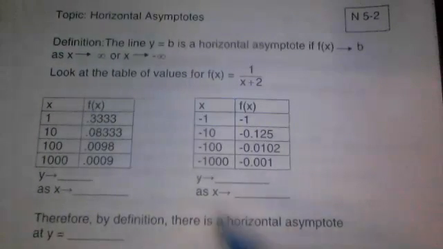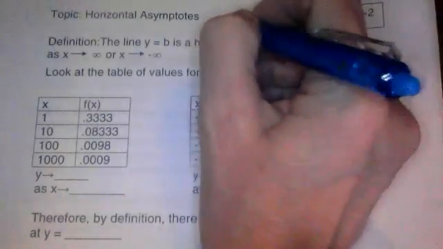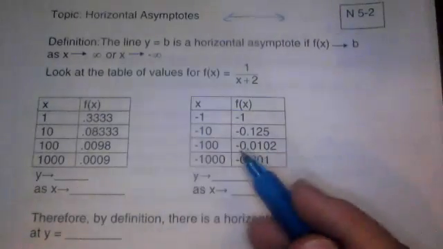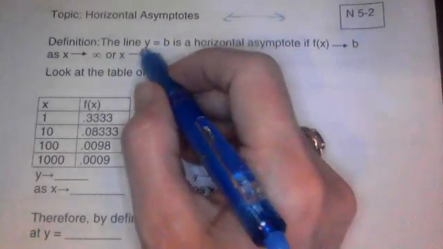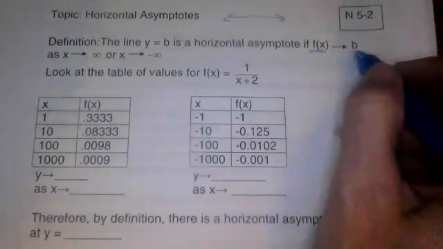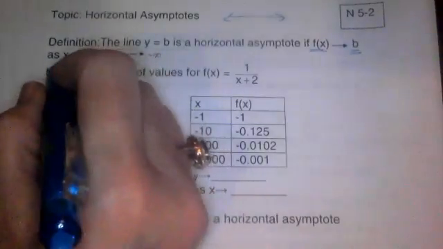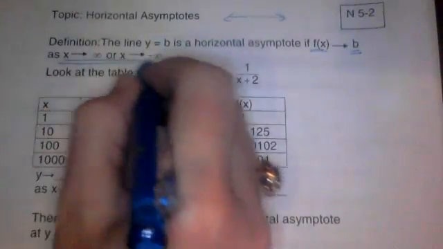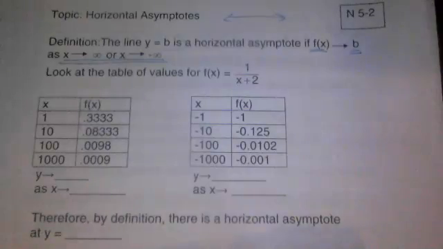Well, a horizontal asymptote is going to be one that runs left to right, and so everything is kind of reversed here. It's going to be a y equals equation, and in that, f of x is going to approach the number, and x is going to be the one approaching infinity or negative infinity.